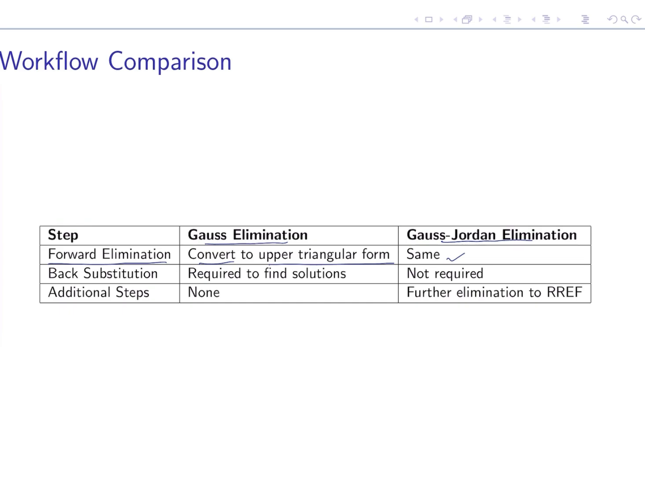Back substitution. What about the back substitution in Gauss elimination? Yes, it is required to find the solution. But in Gauss Jordan, it is not required, right? So it is not required.